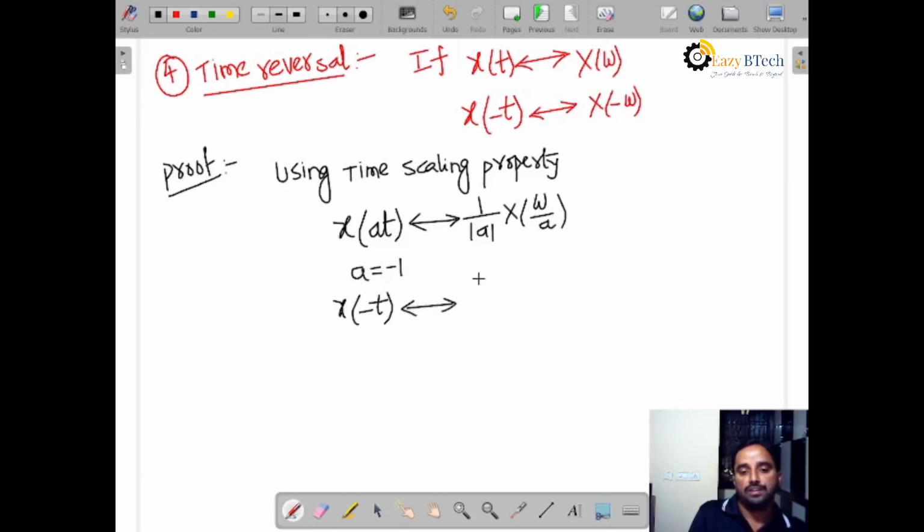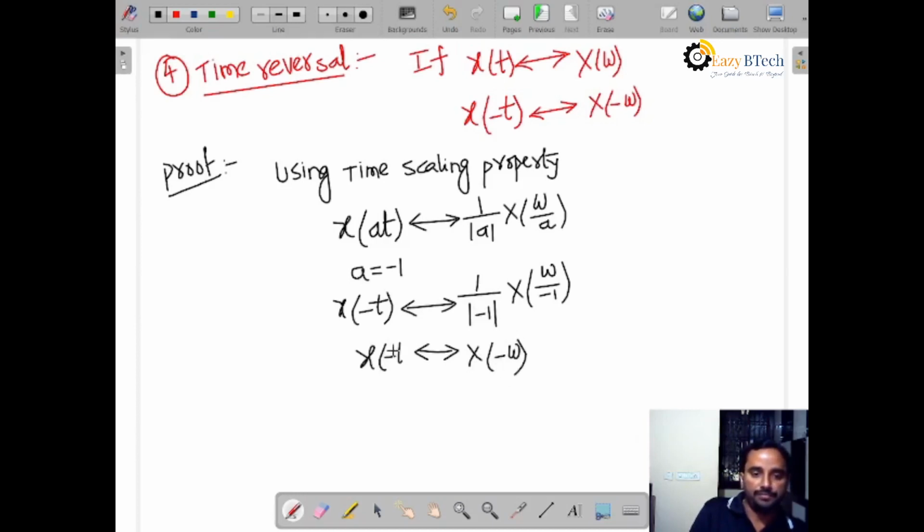So what is the answer now? 1 by mod minus 1 x of omega by minus 1. Here mod minus 1 is 1, so no need to write 1 by 1. So X of minus omega. So this is the proof. Very simple.